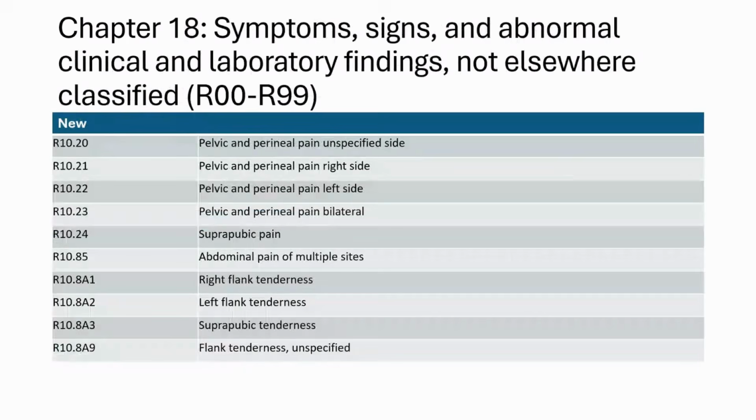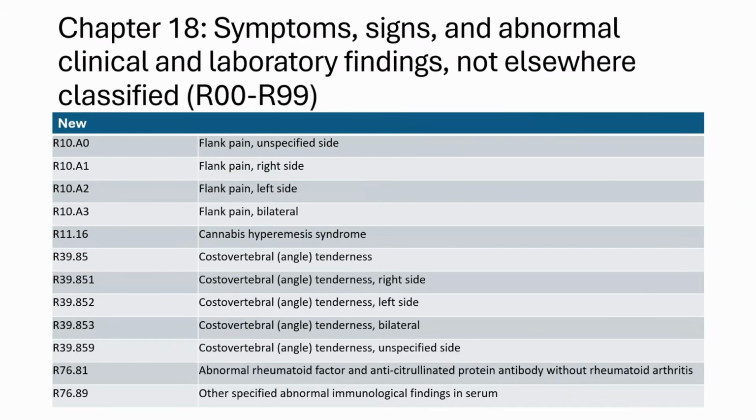Chapter 18, there are several new codes to describe different types of pain in the abdomen, pelvis, and flank, as well as tenderness in these areas. So pain and tenderness. We have those broken down between pelvis, suprapubic, abdominal pain, flank tenderness. Flank pain is broken down by the side. So is it an unspecified, right flank pain, left flank pain, bilateral flank pain?